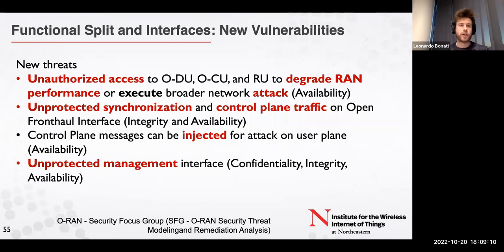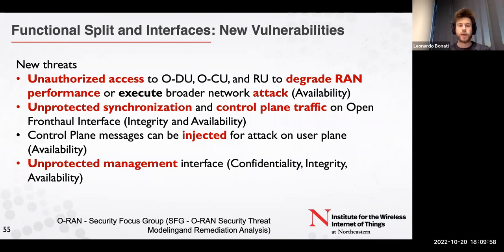And then we also have some new vulnerabilities that are given by our functional split and interfaces. So for example, new threats can be the unauthorized access to our network elements, so unauthorized access to the DU, the CU, and the RU. And somebody can want to have this unauthorized access to degrade the performance of our RAN, or even to execute some broader attacks on the network that get in the way of the availability of data to our network to run our machine learning and artificial intelligence models, for example. But we can also have what is known as unprotected synchronization and control-plane traffic on the open fronthaul interface.